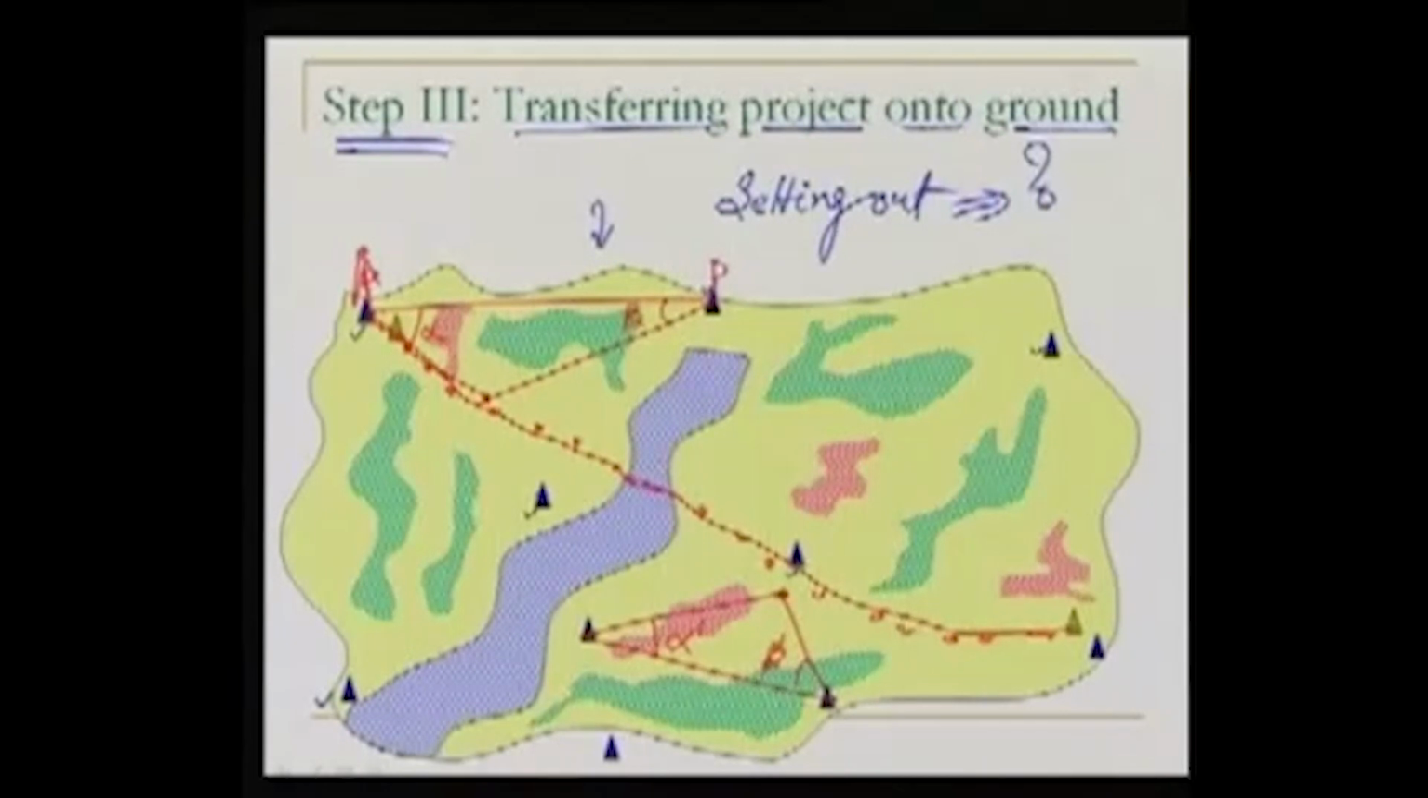So what did we do? We made use of the control points. This is important. We went to the ground, we had the control points already there, and we made use of them to find the coordinates of the project on the map sheet, and then transferred those with respect to the control points on the ground. By doing that, we are able to set out the project on the field.